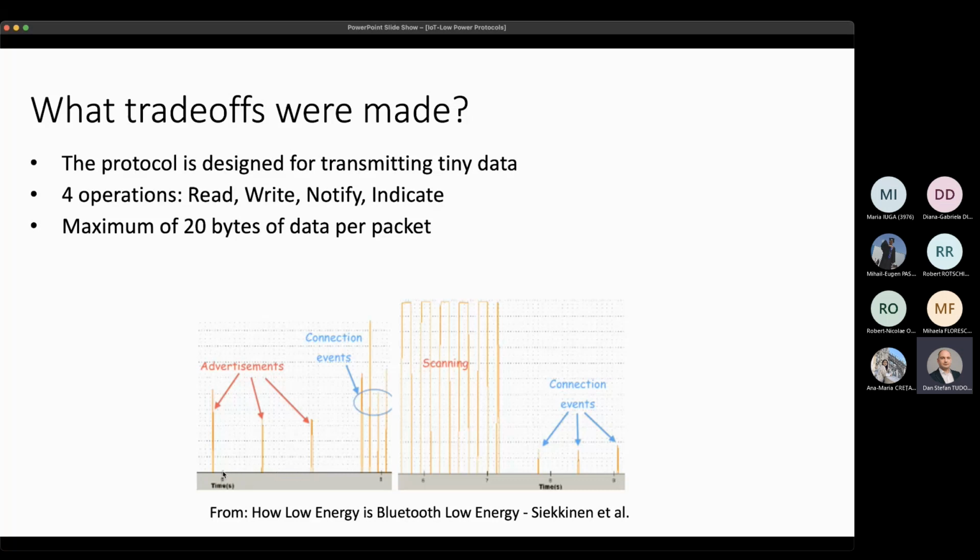This is how communication over Bluetooth Low Energy is actually done over time. So you can see periodically the device wakes up and advertises its presence, and then whenever you have a connection, you see these bursts of data, so radio connectivity, and then you see also periods where you have total silence on the radio channel.